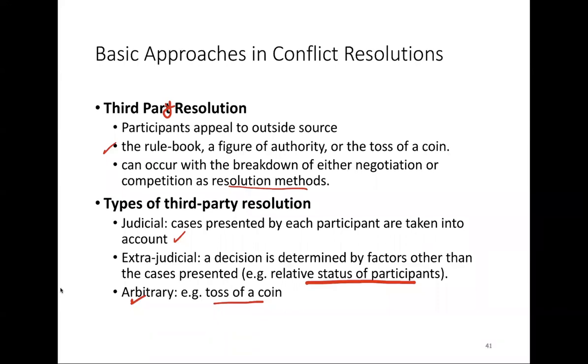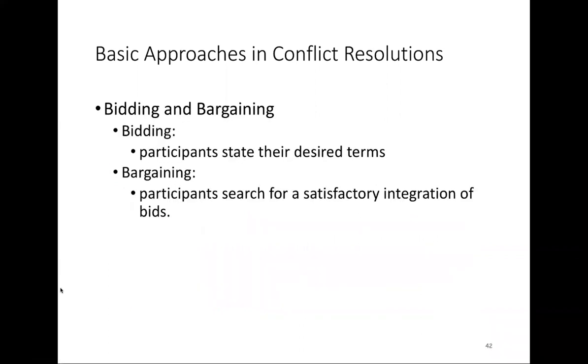And actually, in many construction projects, I have seen this a lot, a way of conflict resolution is done through bidding and bargaining. So bidding involves the way in which participants state their desired terms, and then bargaining is where participants search for a satisfactory integration of their bids. So these are commonly used in construction, but we have also seen a lot lately in software development.